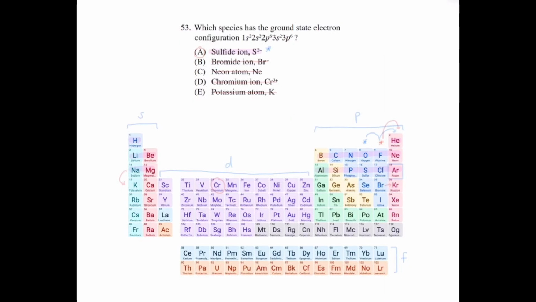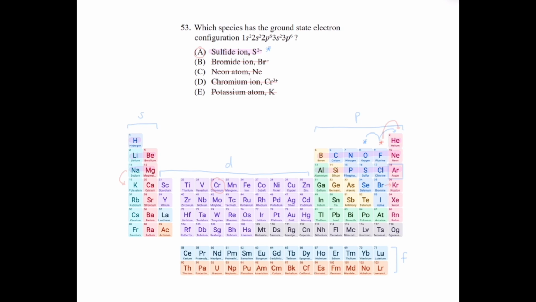This question comes from the SAT chemistry subject test. We're asked, which species has the ground state electron configuration 1s2, 2s2, 2p6, 3s2, 3p6? In this video, I'm going to teach you how to use the periodic table, which you would be given on an exam like this, to determine electron configurations relatively quickly.